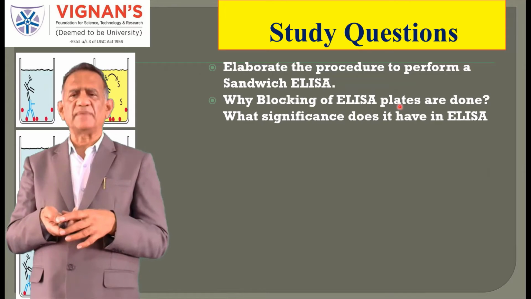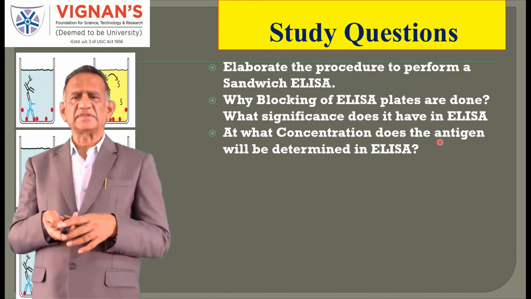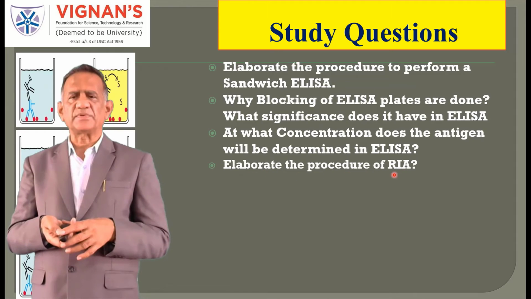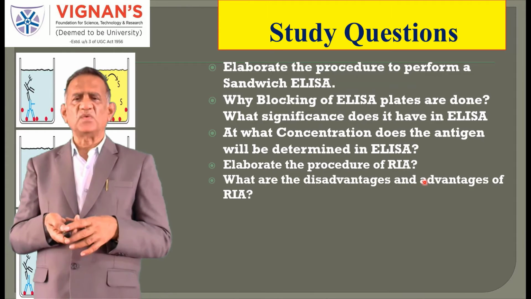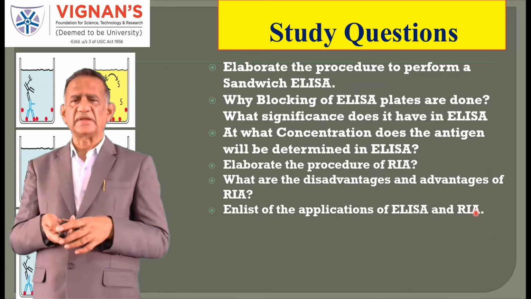Why is blocking of ELISA plates done? What significance does it have in ELISA? At what concentration can the antigen be determined in ELISA? Elaborate the procedure of RIA. What are the disadvantages and advantages of RIA? Enlist the applications of ELISA and RIA.